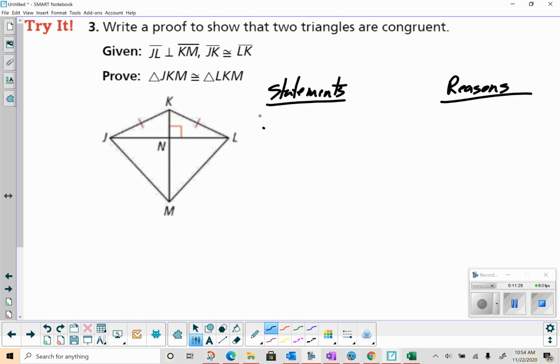I don't know. Let's start with the first given. That segment JL is perpendicular to segment KM. Now, I know there's another given information, but again, your proof should be in a logical sequence here. If I say that these are perpendicular to one another and then ignore that to go to the other given and maybe come back to it later, to me doesn't seem like the smartest way to proceed here.